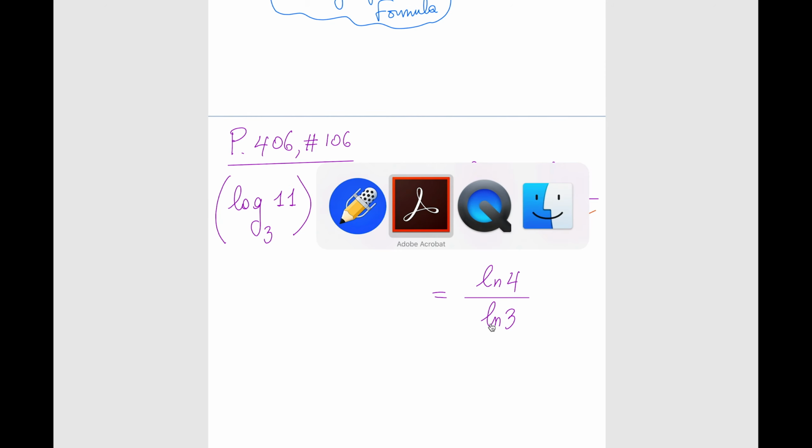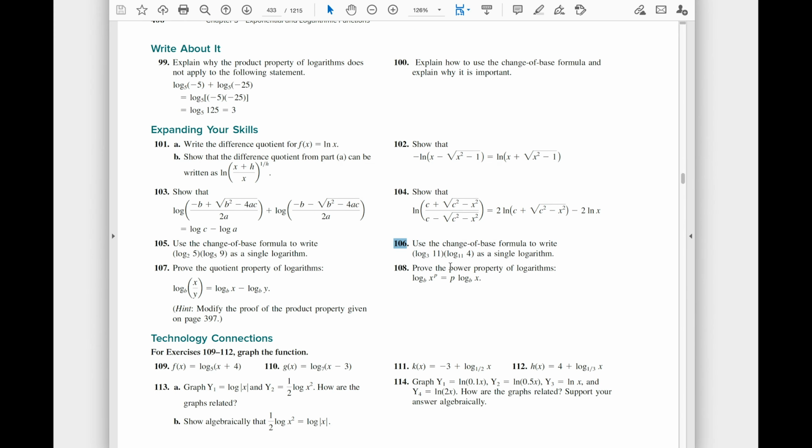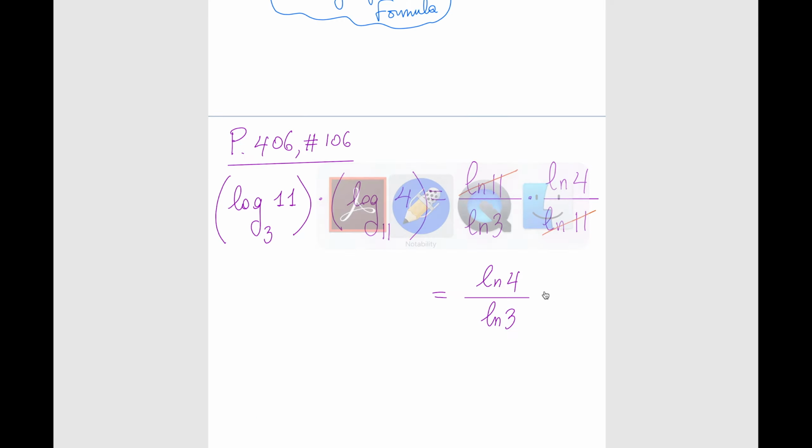Let me take you back to the question. The question is, I want to write it as a single log. This is not a single log. This is a quotient of logs. I want to write it as a single log.